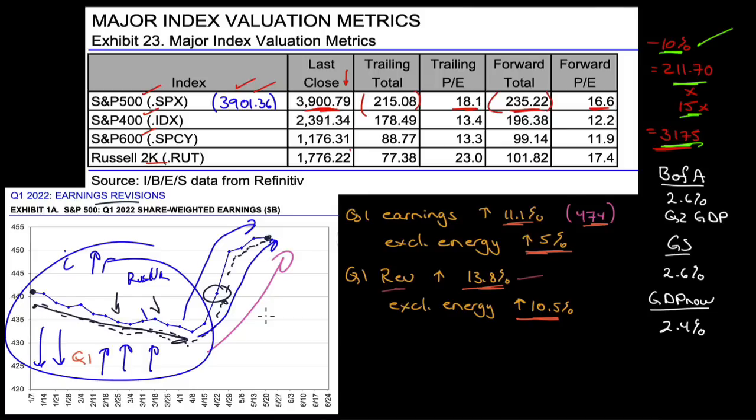I'm not seeing it. If we look at GDP forecasts for the second quarter, the best forecaster for earnings, the biggest driver for corporate earnings anywhere in the world is GDP growth. Always the biggest driver is GDP growth. Bank of America has their Q2 GDP forecast at 2.6%. This is real GDP. Goldman Sachs, 2.6%. If we use the Atlanta Fed's GDPNow, which I introduced to you a while back, 2.4%.